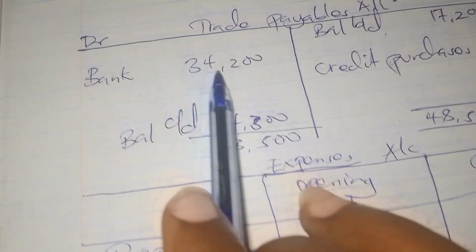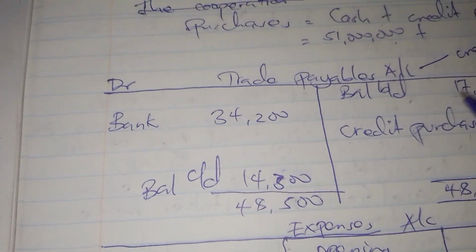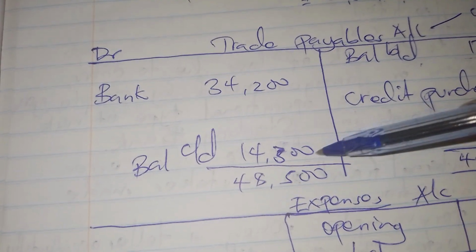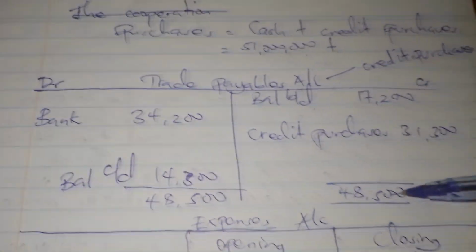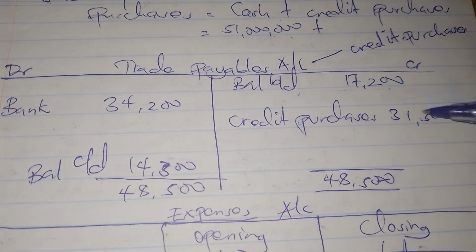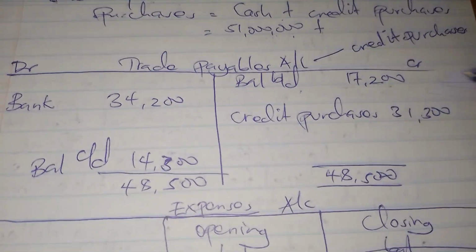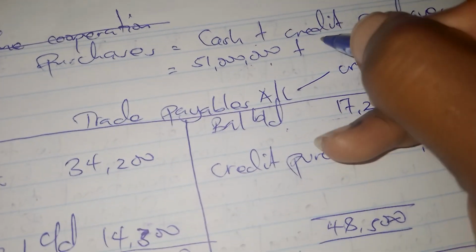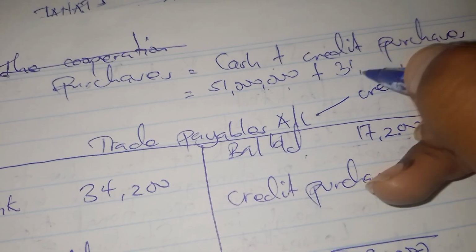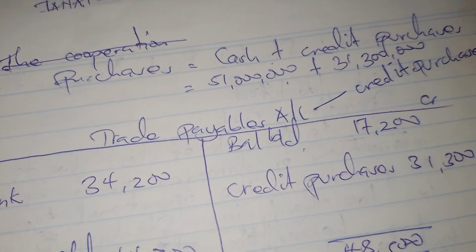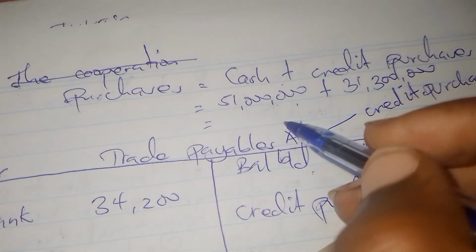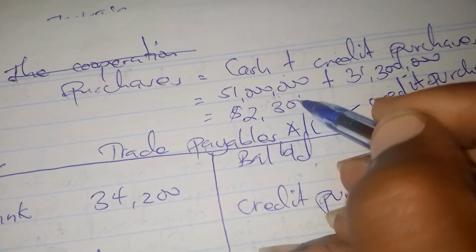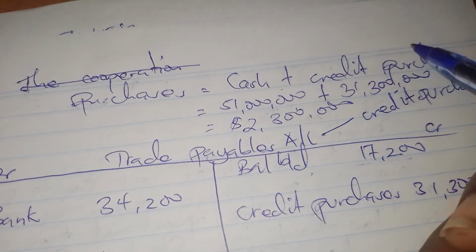We write bank 34,200. Then we see which side is greater. This is greater. So this plus this, we get this. We put this same figure here. And then we get this minus this to get the credit purchases. Then after here, we shall come here and we add the cash purchases plus the credit purchases, which is 31,300, like that. And what we get is 82,300, and that will become our purchases.